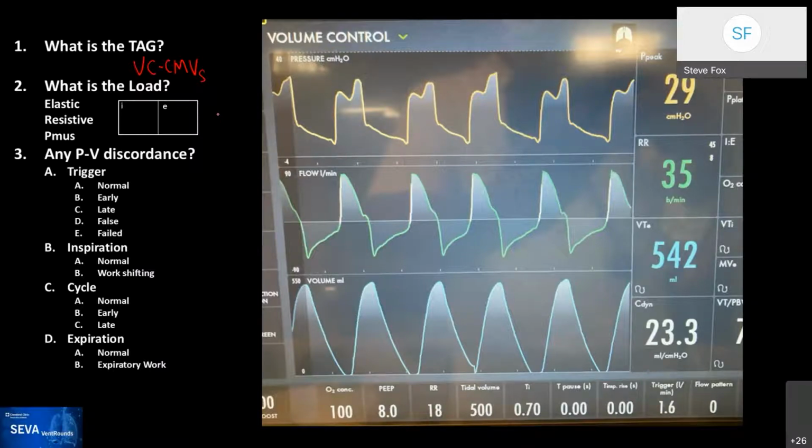What's the load? So this one's a little bit tricky, for a few reasons. One is that on expiration, it doesn't go back to baseline. So then the question is, do you have expiratory work or is it air trapping? It's not completing the exhalation. So I guess then we'll try to think about how we would figure that out.